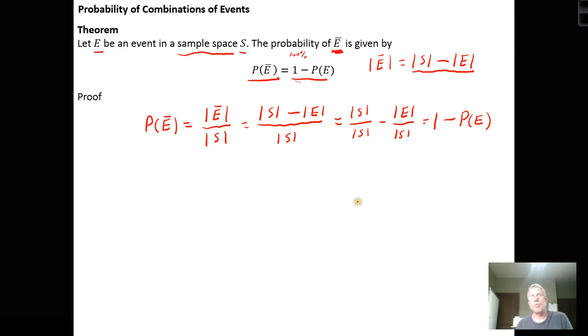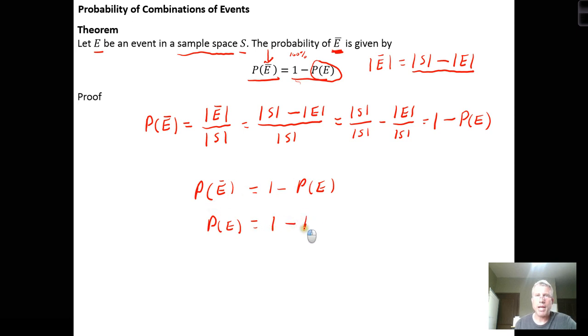And the reason this formula is useful is sometimes when we want the probability of an event, like the probability of E, sometimes the probability of E complement is easier to calculate. And we can use the probability of E complement to get at the probability of E just through simple manipulation, right? The probability of E complement is 1 minus the probability of E, then we know that the probability of E is also going to be, by simple algebraic manipulation, 1 minus the probability of E complement.